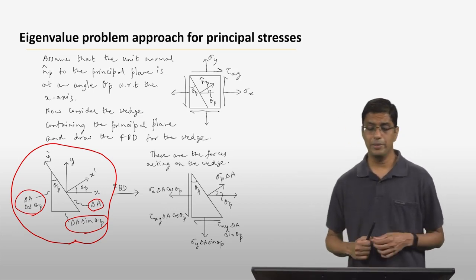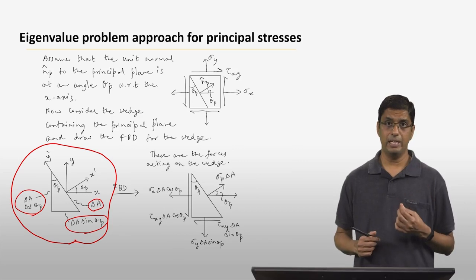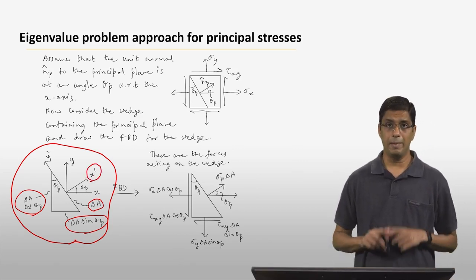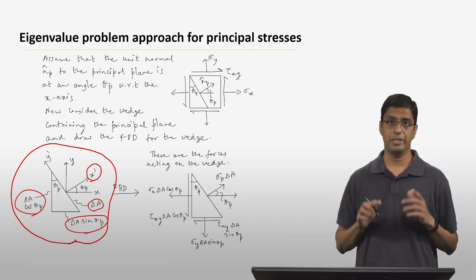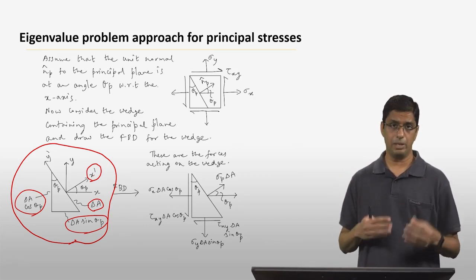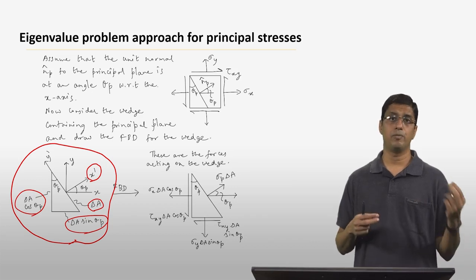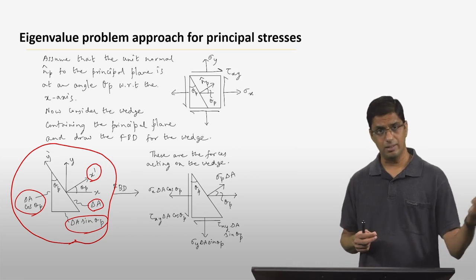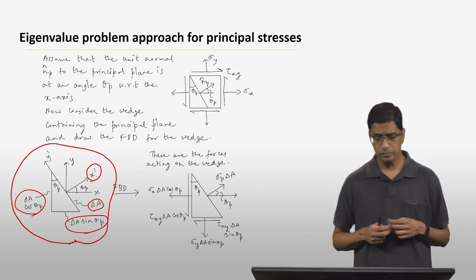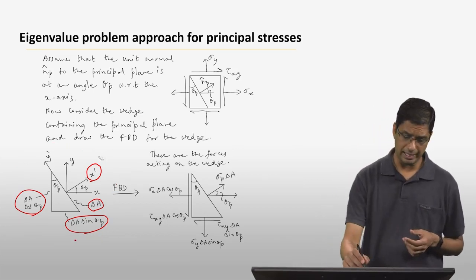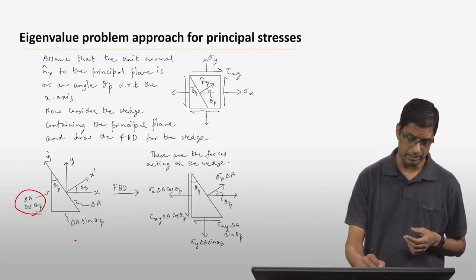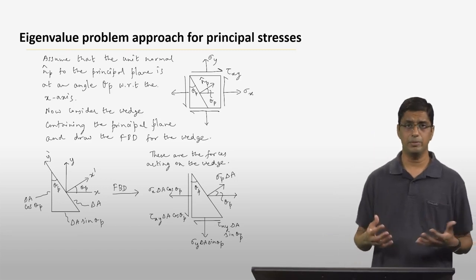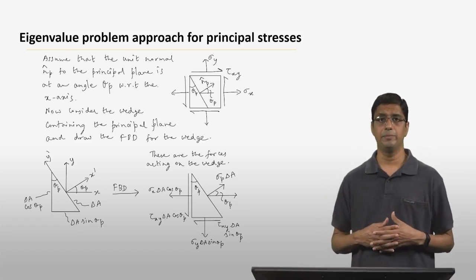Now I'm going to define my axis x prime to be parallel to the NP cap. So in this case, the normal to the principal plane is my x prime axis, and the y prime axis is along the principal plane. Now we know all the areas and the directions with respect to this wedge, and we can draw the free body diagram for this case.